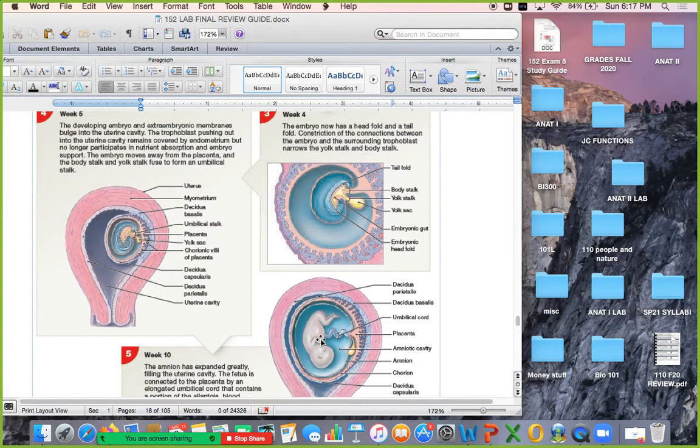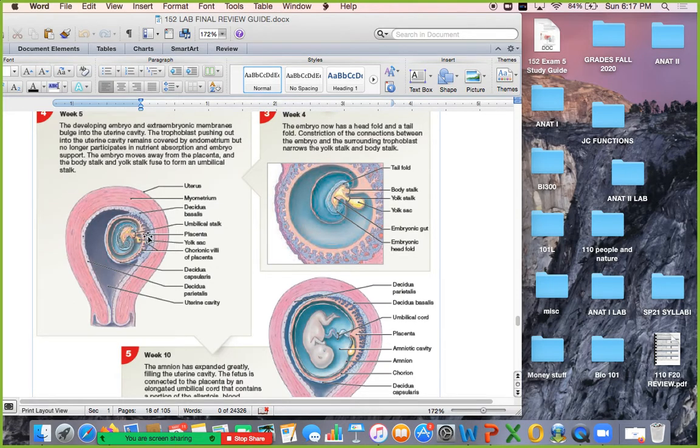All right, so here we are at week 5. At this point, now we are developing a couple of extra things. So first of all, the embryo and the embryonic membranes are going to bulge out into the uterine cavity. So now we're not just implanted into the decidua, but now we're actually bulging outward. And we also have the trophoblast, which is going to be covered by the endometrium, but it doesn't in any way participate in nutrient absorption or support the embryo anymore.